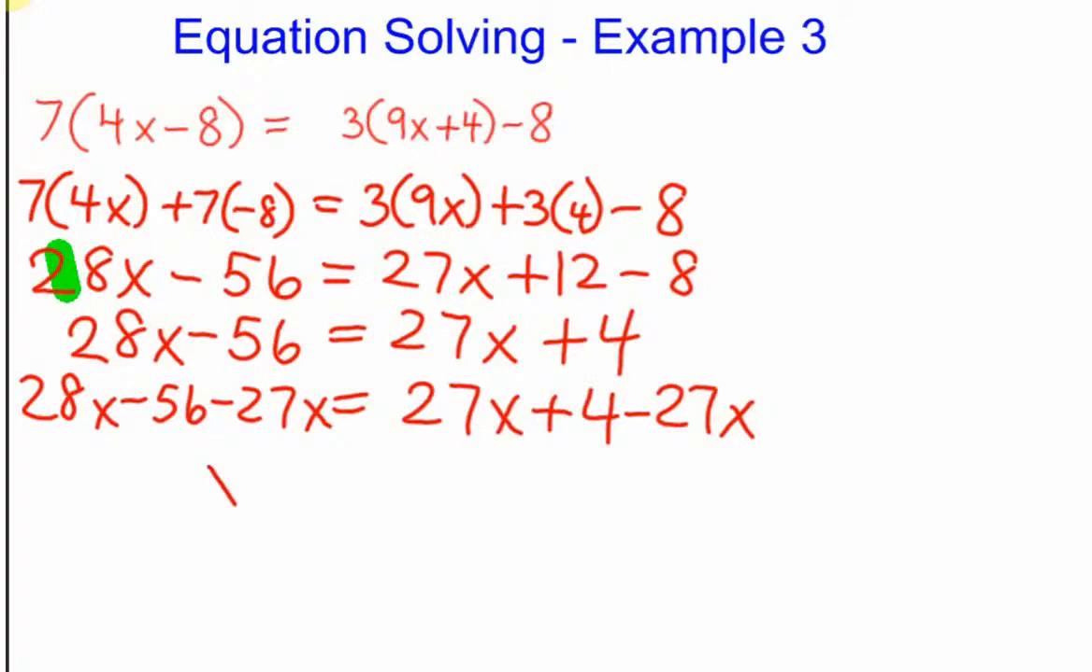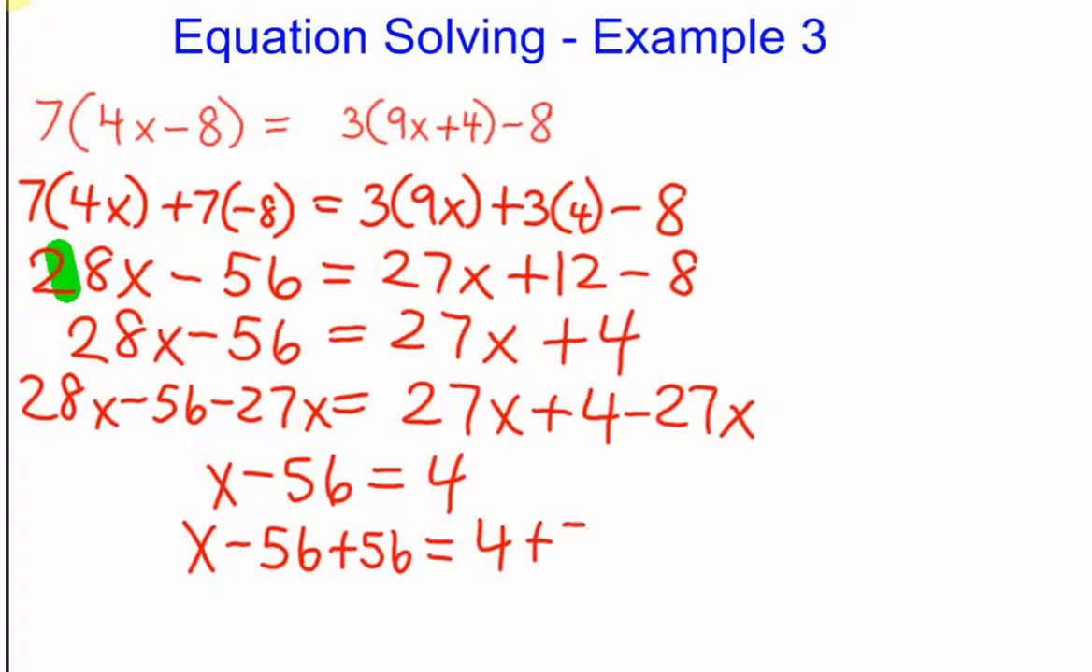So simplifying, we have x minus 56 equals 4. Now I'm going to add 56 to the left-hand side, and I'm also going to add 56 to the right-hand side, and I get my solution of x equals 60.